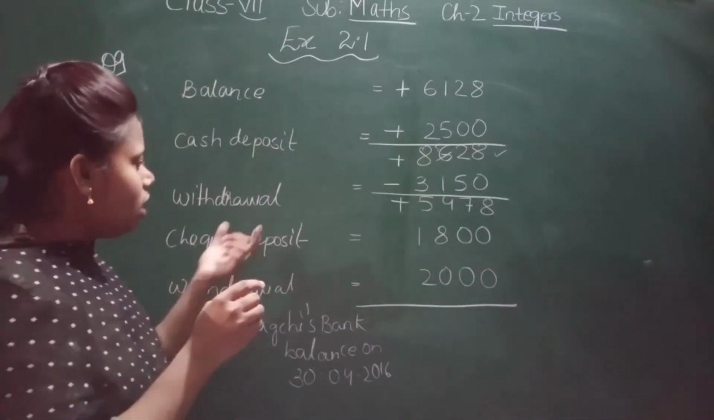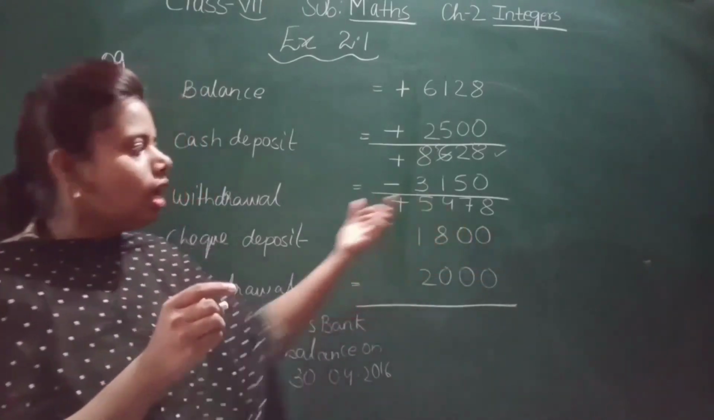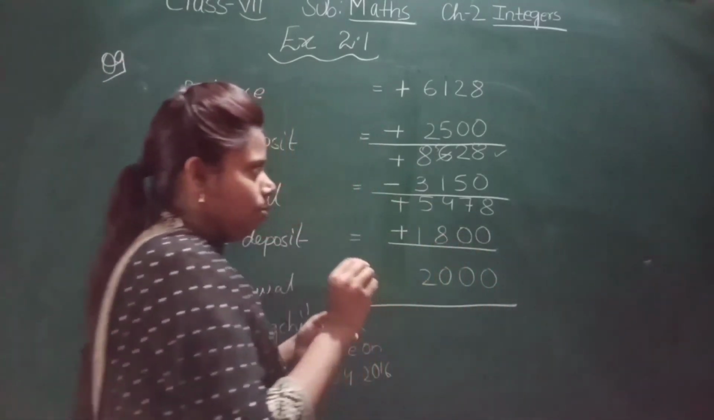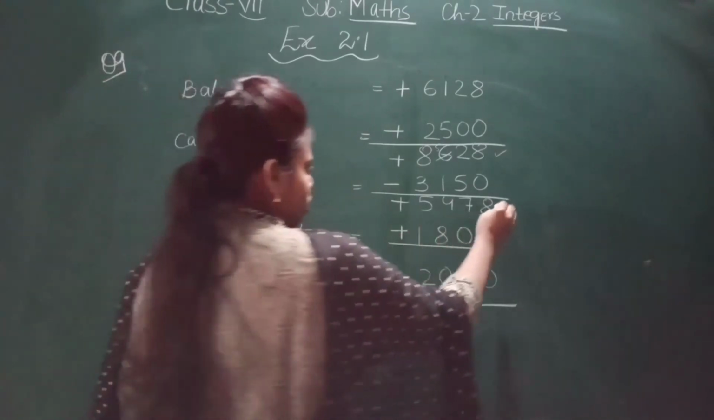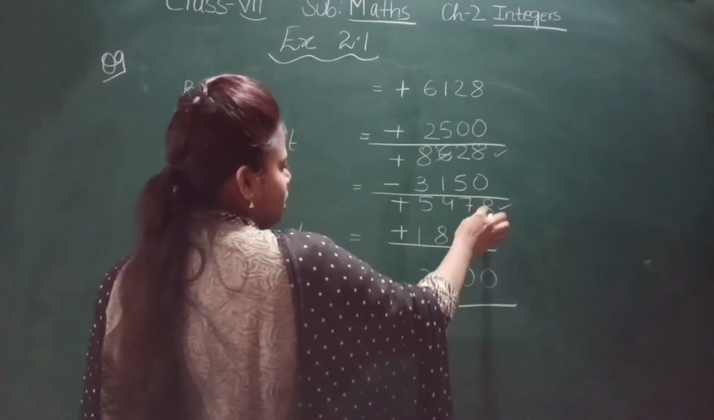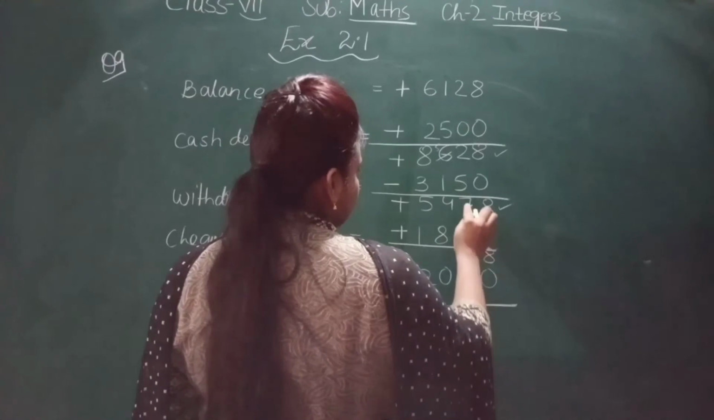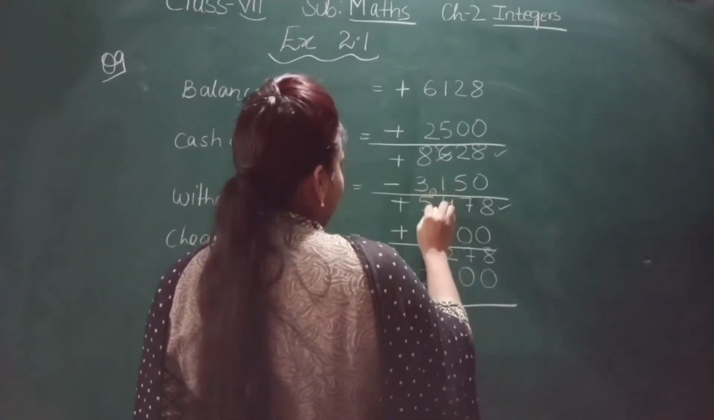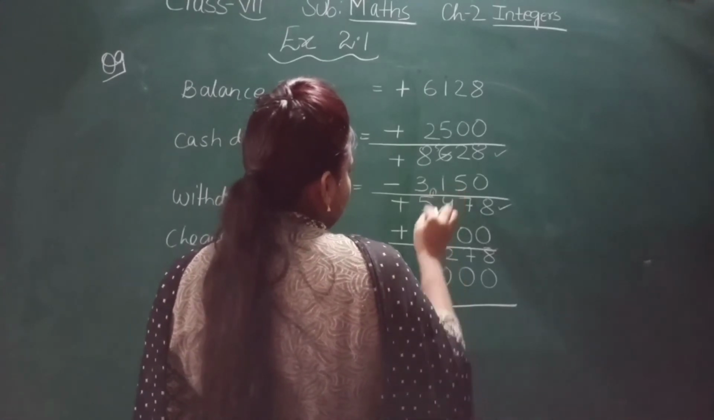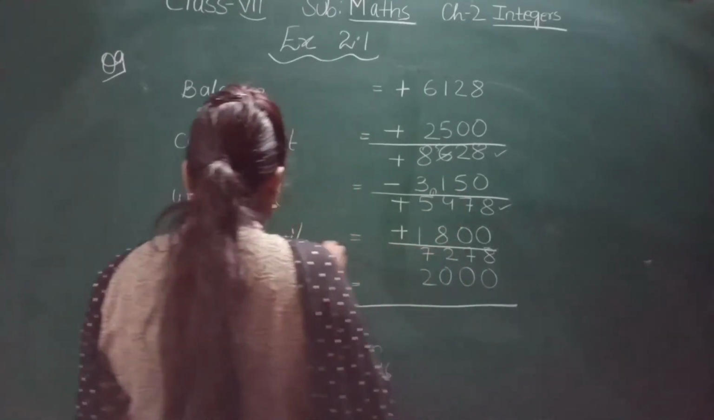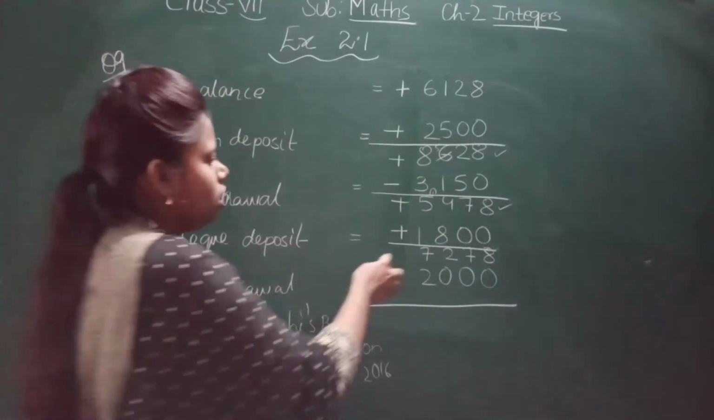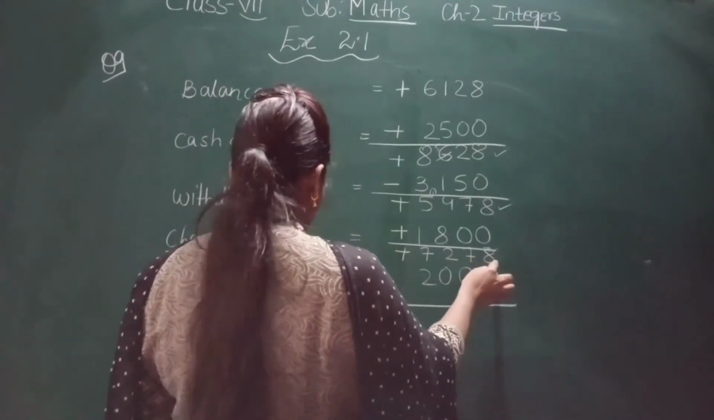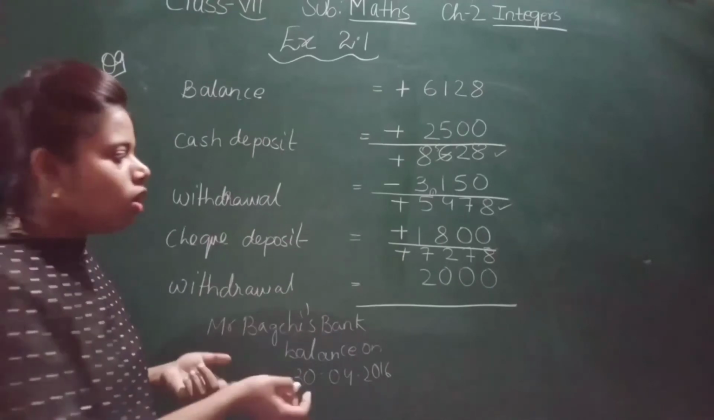Now what did he do? He has done a check deposit. Check deposit means what? It will be added to his balance. That means plus. This one we have got. That means plus, let us add. 8 plus 0 is 8. 7 plus 0 is 7. 4 plus 8 is 12. 1 carry. 5 plus 1 is 6. 6 plus 1 is how much? 7. So after the deposit of the check, how much was the balance in his account? 7278.